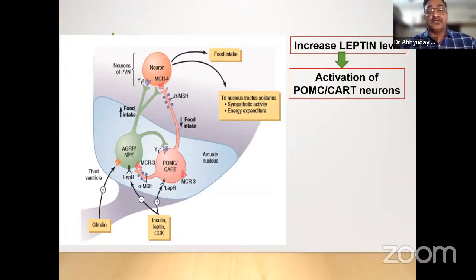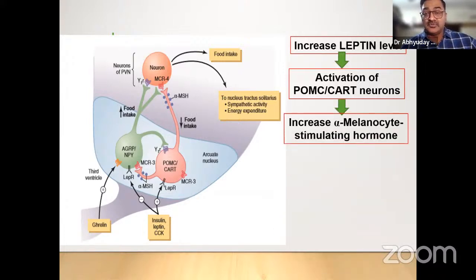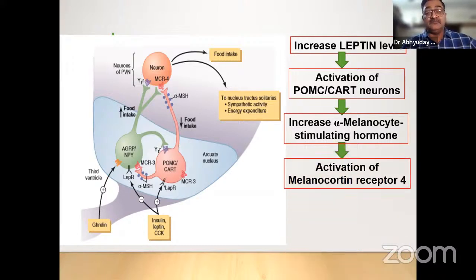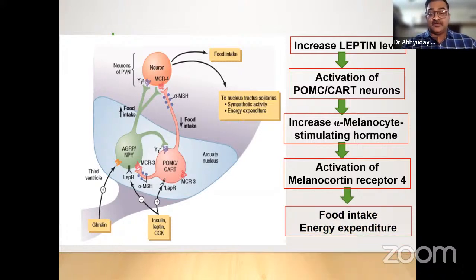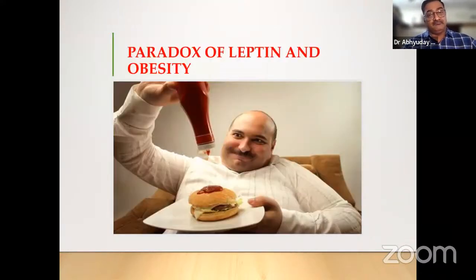Increased leptin levels cause activation of POMC and CART neurons, as I've already told you. It increases the alpha melanocyte stimulating hormone in the second neurons in the paraventricular nucleus, and then it activates the melanocortin receptor 4, which reduces the food intake. So this is the whole scenario of how the mechanism of leptin and other hormones plays a role in causing hunger and satiety.